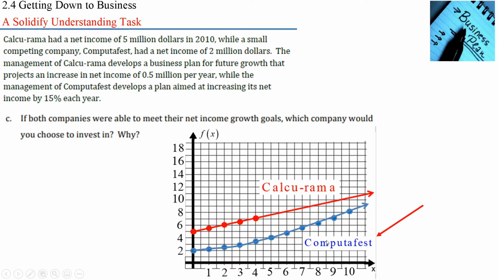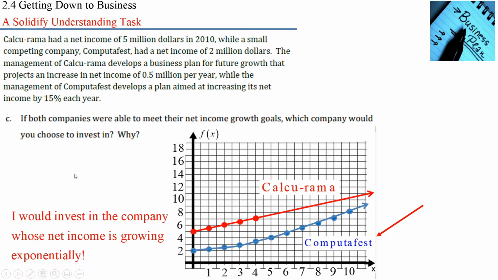So I would invest in that smaller company, ComputerFest, because just in a few more years, ComputerFest is going to have a net income that is equal to and then greater than Calcurama. So I would invest in a company whose net income is growing exponentially. Exponential growth always will overtake linear growth in a very short time too.